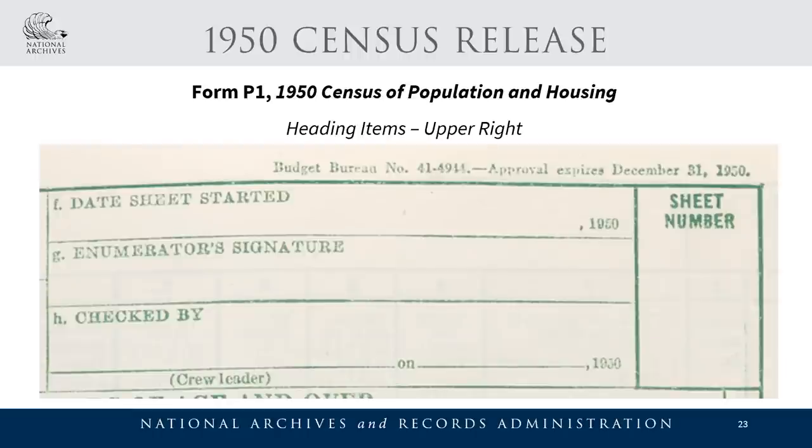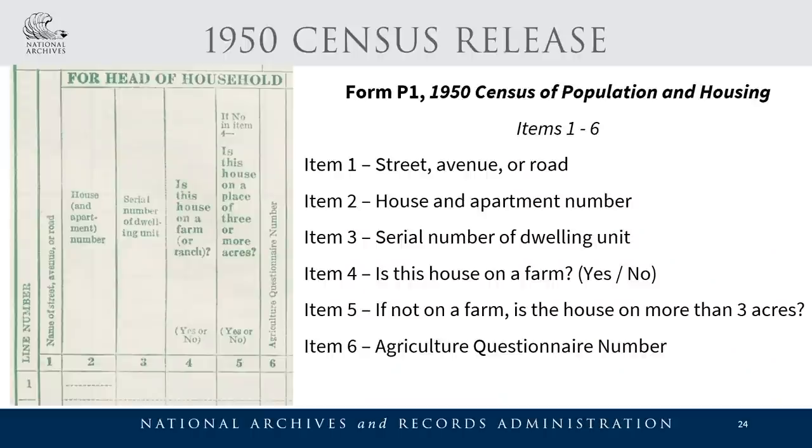In the upper right corner of the form, you find the date the sheet was started by the enumerator's signature, and the signature of the crew leader, and the date the crew leader checked the form. You also see the sheet number or page number of the form in the upper right. Items 1 through 6 on the form identify the location of the household. Item 1 is the street, avenue, or road.